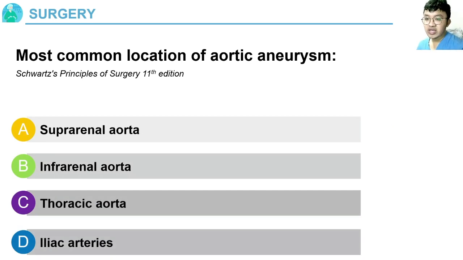Next, most common location of an aortic aneurysm. Is it A, suprarenal aorta, B, infrarenal aorta, C, thoracic aorta, or D, your iliac artery? So the most common location of an aortic aneurysm is the infrarenal aorta. So below the renal arteries is your infrarenal aorta.